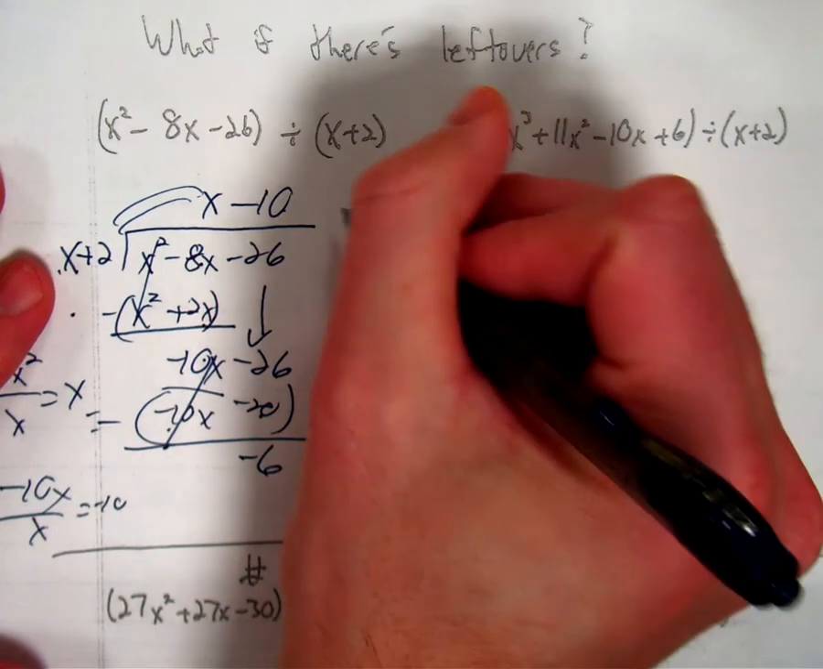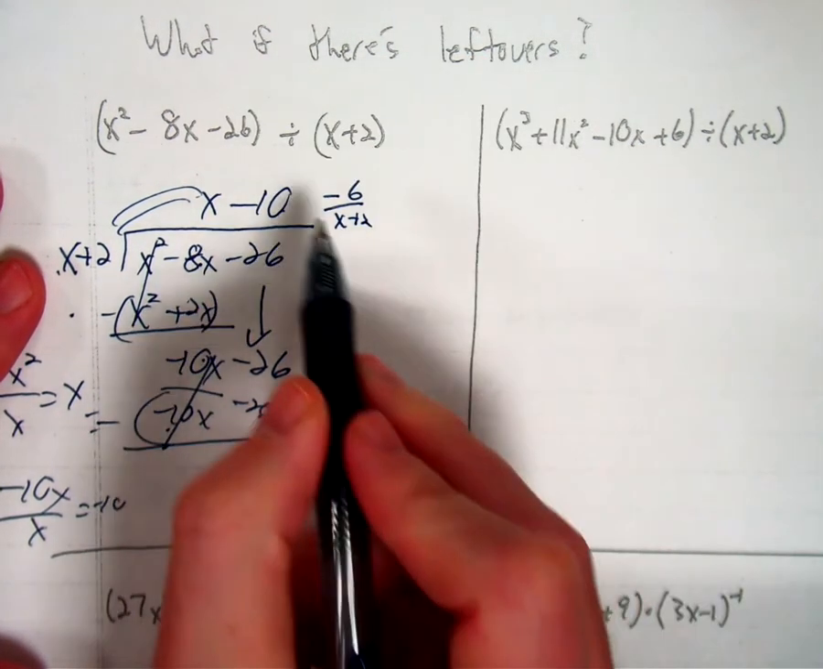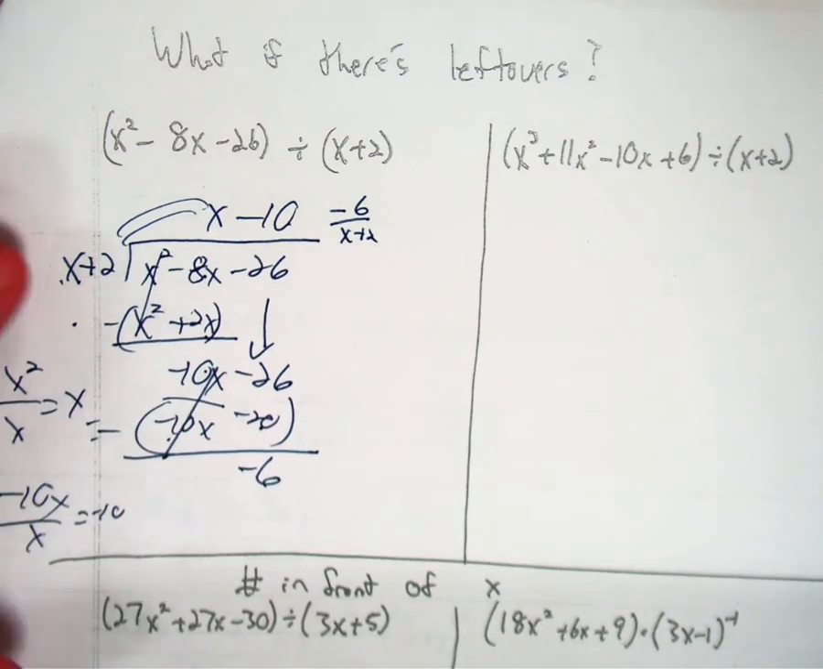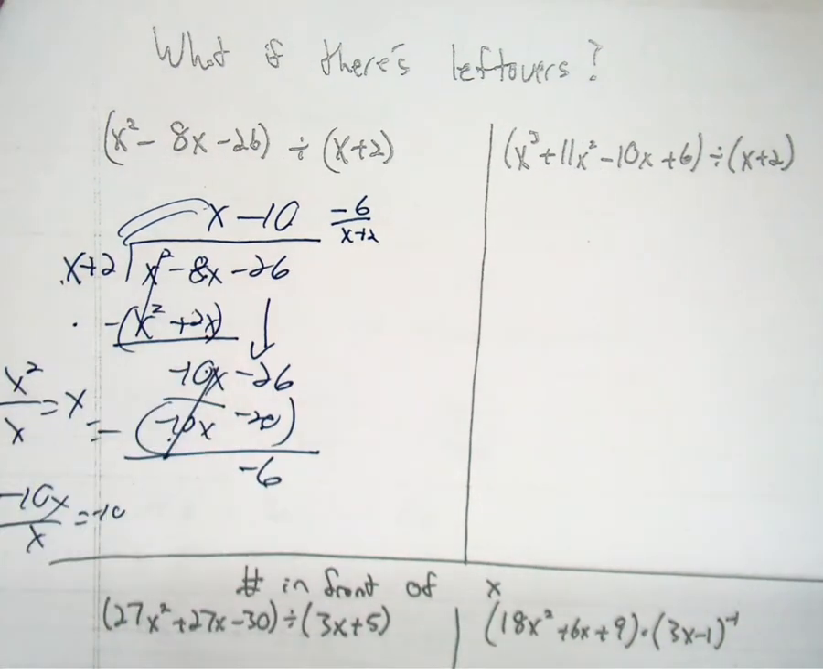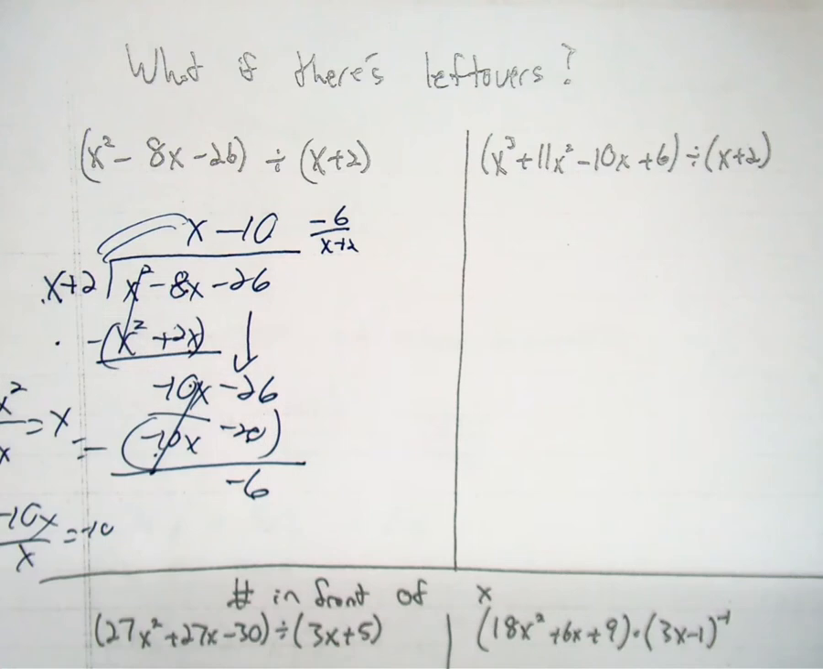So that was a minus, so we can put a negative 6 over x plus 2, or you could have had a minus 6 over x plus 2. Just put your remainder as a fraction. Whatever you got left over, divided by what we're dividing by. You leave it off to the side. That's it.